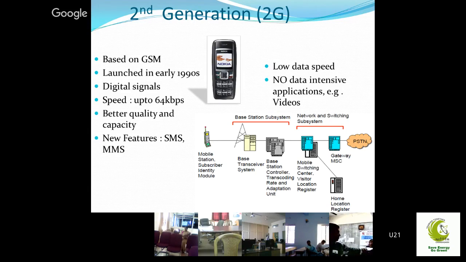In the bottom right side, I have shown a typical 2G system where your mobile station communicates with the base transceiver system, which consists of your RF part as well, and your base transceiver system connects with the base station controller, and base station controller further connects with mobile switching center, MSC, which is having other components like your home location register, visitor location register, etc.